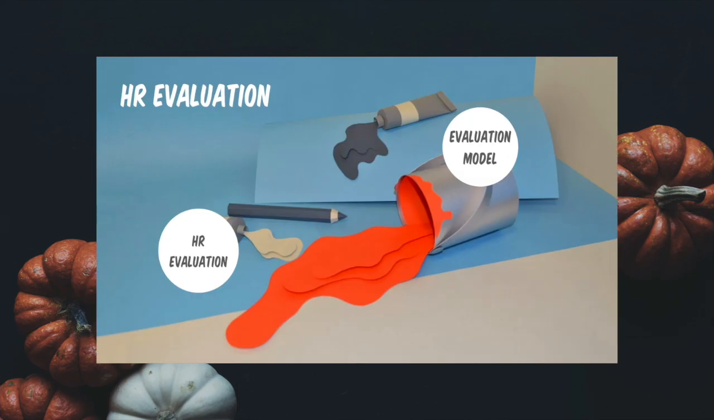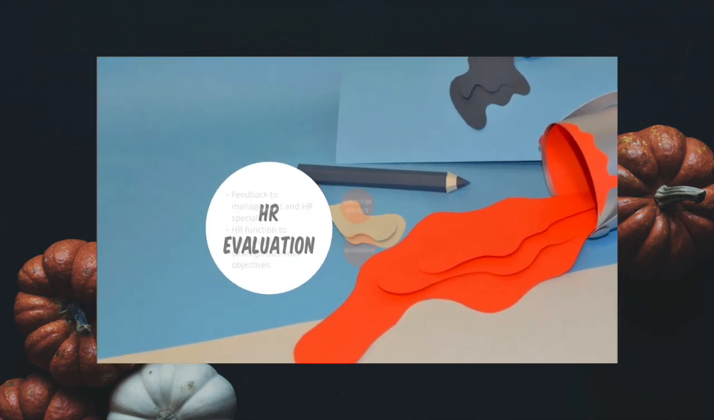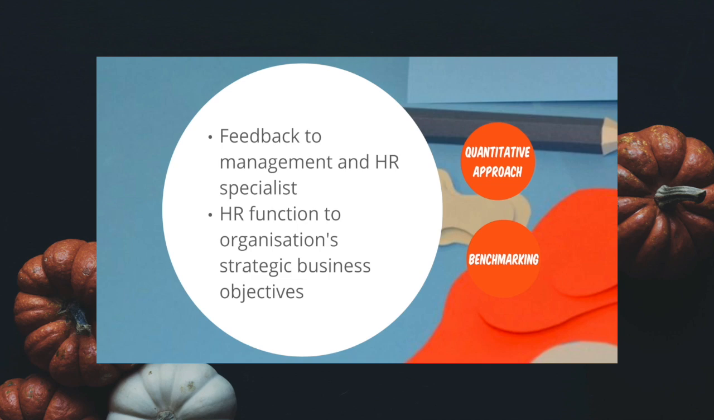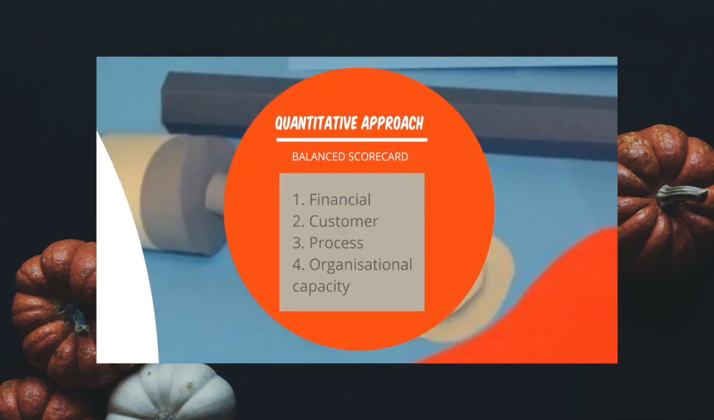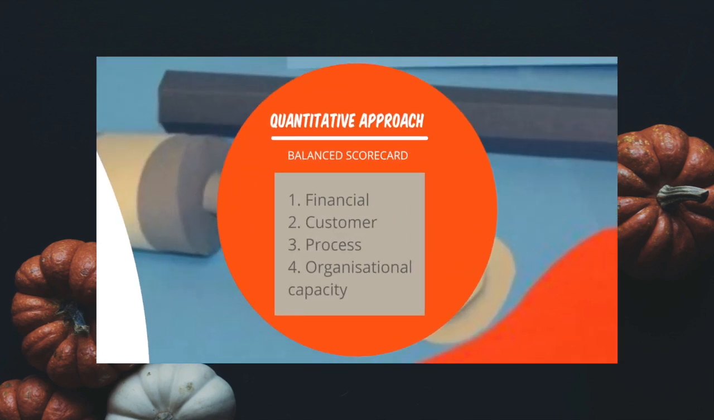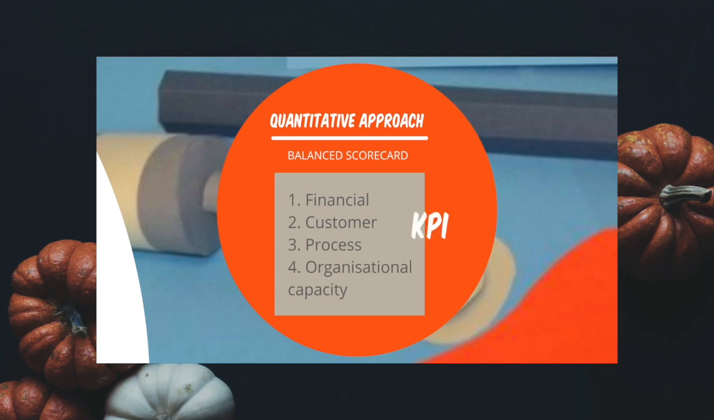Performing HR evaluation in CGI will provide feedback to both management and HR specialists on the value of the contribution of the HR function to the organization's strategic business objectives. CGI evaluation plan is done by quantitative approach using balanced scorecard, which consists of 4 goals: financial, customer, process and organizational capacity, which uses KPI to track and measure HRM's effectiveness quarterly and using benchmarking.